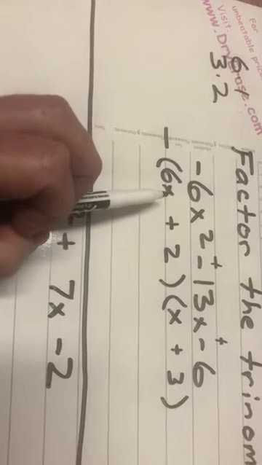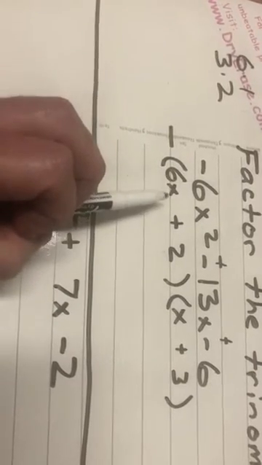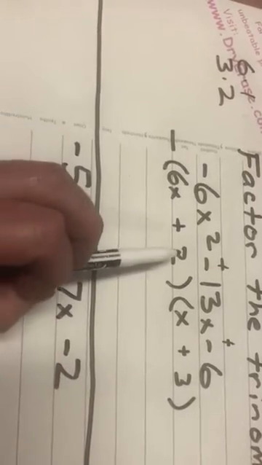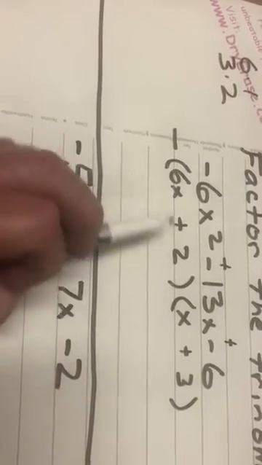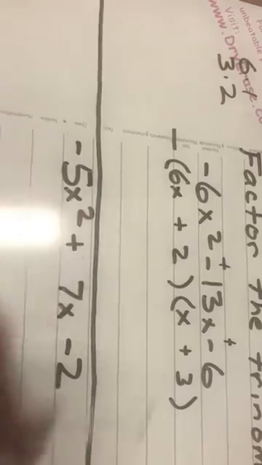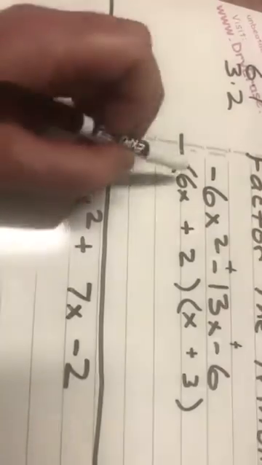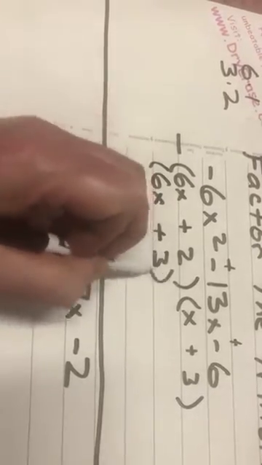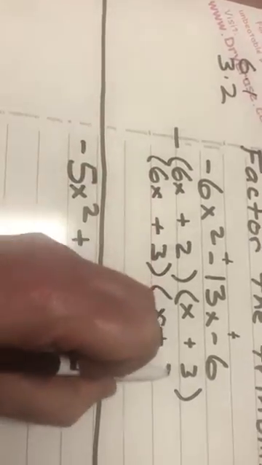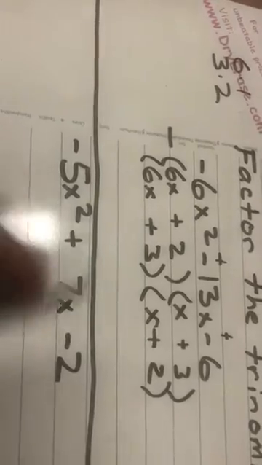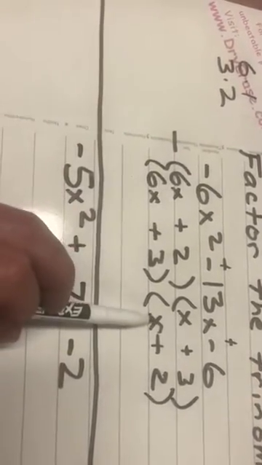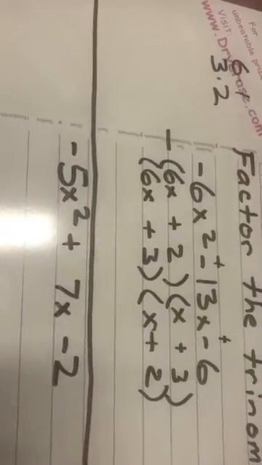I have 6x times 3 is 18x, 2x, 18x plus 2x gives me 20x. That's not going to work. So I could switch it: 6x plus 3, x plus 2. All right, well, 6x times 2 is 12x. 3 times x is 3x. 12 and 3 give me 15. I need a plus 13. So that's not going to work.